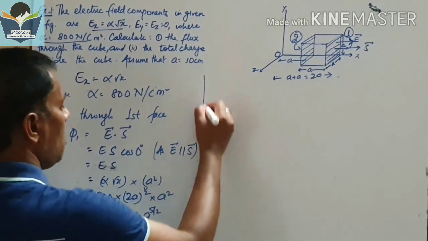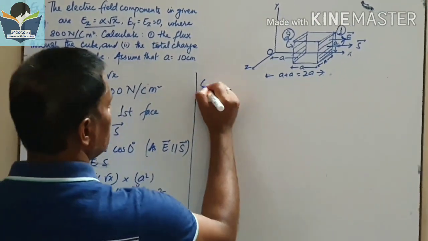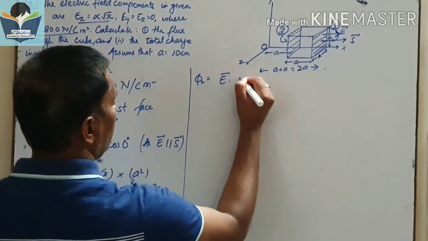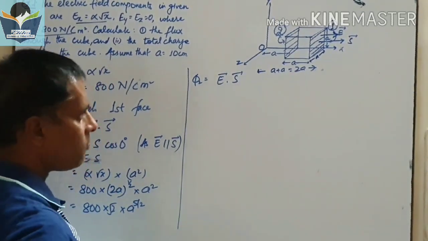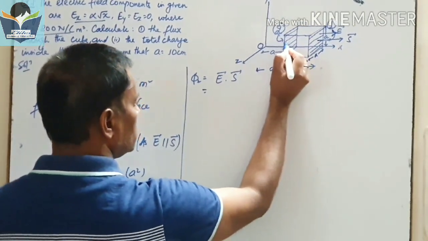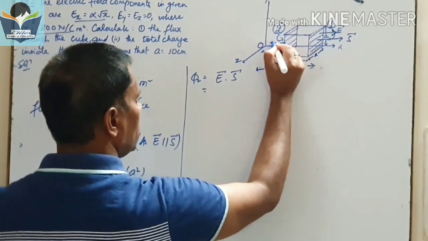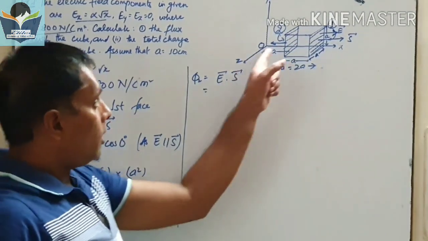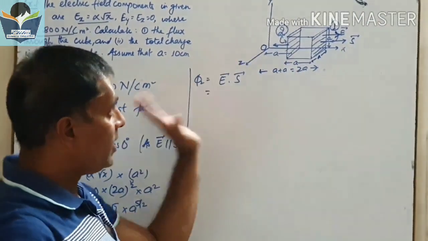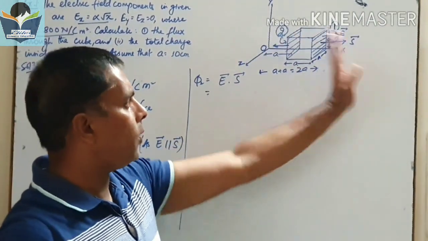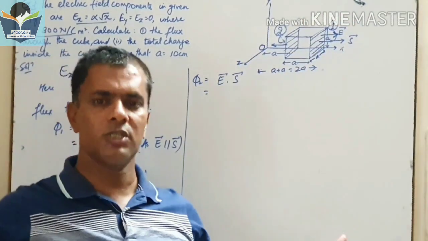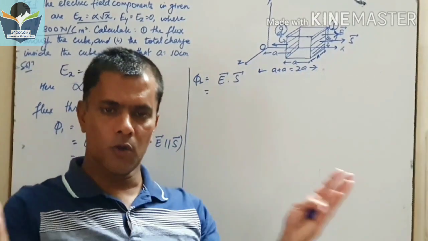Now we find the flux through the second surface, second face. How much will it be? Again the formula will remain the same, vector E dot vector S, but here for this face the area vector is to be normally outward. Now this face has the area vector normally outward, that is towards the left, but the field is in the same direction, that is along the positive x-axis. So field and area vector here become anti-parallel, meaning they are opposite to each other.